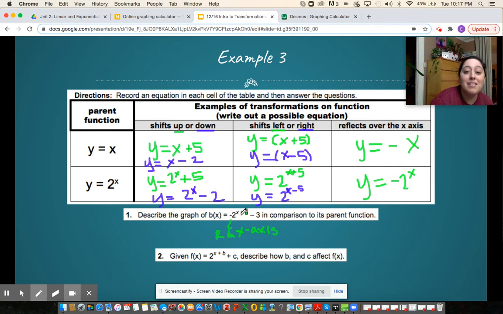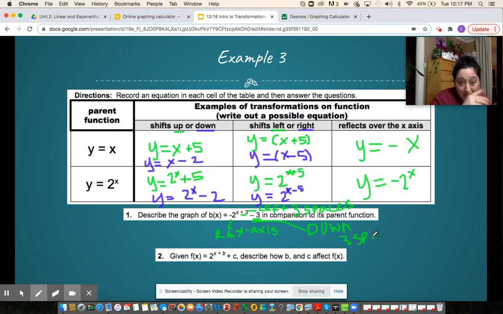This x plus 3 right here, again, it's with the x. It's moving it left or right and the opposite of what you would think. So this is actually going left 3 units. Okay, I'm glad that you guys can hear me because I feel like this writing is not showing up. So it goes left 3 spaces. And then this negative 3, what does that do? This negative 3 makes it go down 3 spaces.